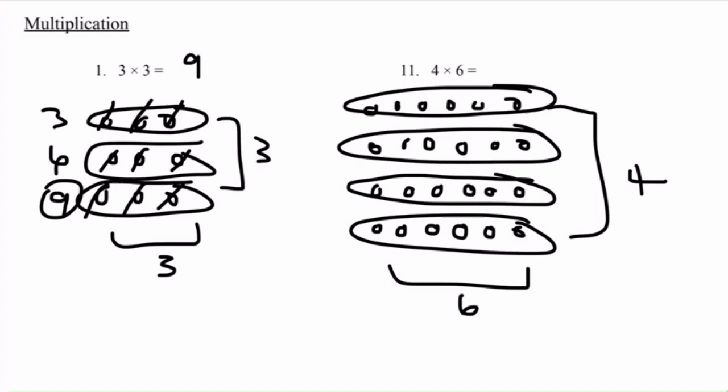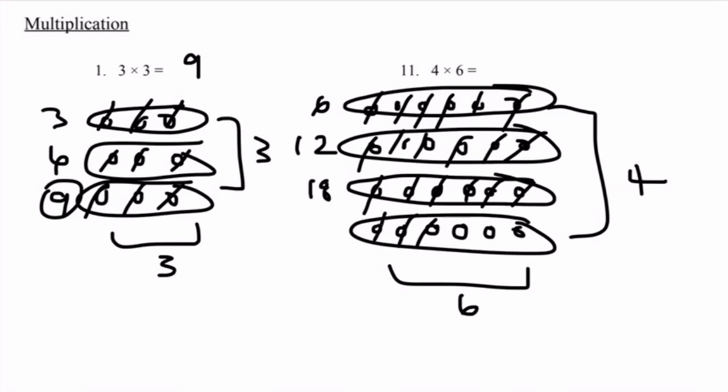Now, let's add it all together to find our final answer. 1, 2, 3, 4, 5, 6. 7, 8, 9, 10, 11, 12. 13, 14, 15, 16, 17, 18. 19, 20, 21, 22, 23, 24. Our final answer is 24, and 4 times 6 equals 24.